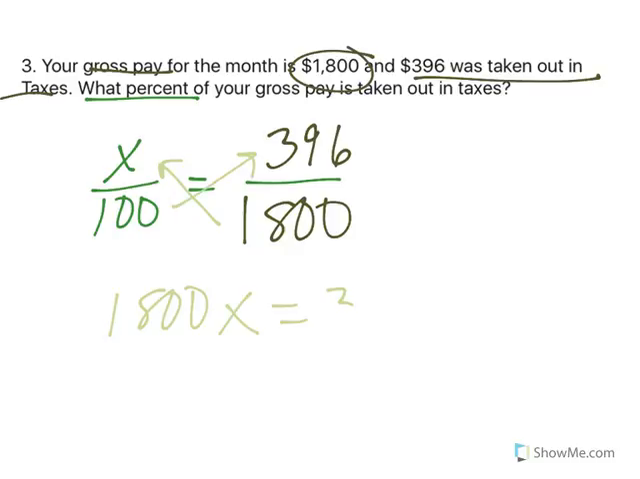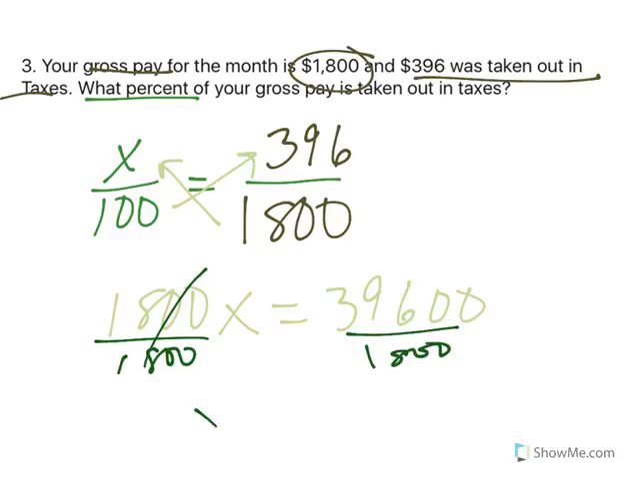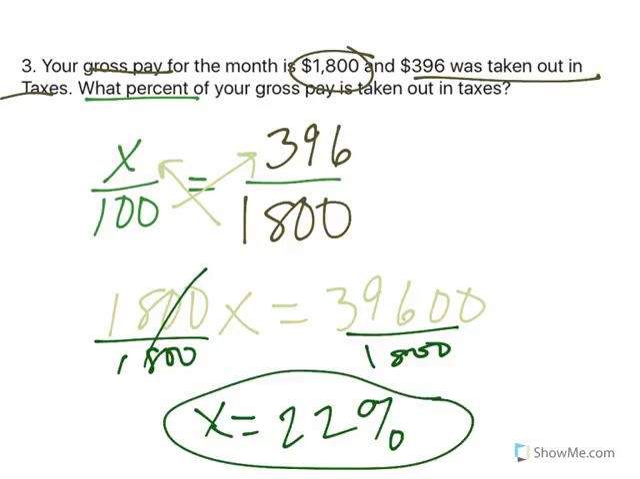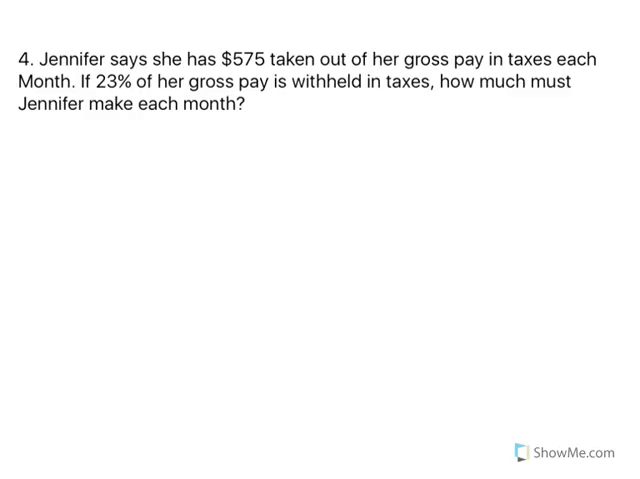1,800x equals 39,600. We divide both sides by the 1,800. And x equals 22. What did I forget? That's right, friends. A percent sign. Kind of feel like Blue's Clues a little bit here, right?